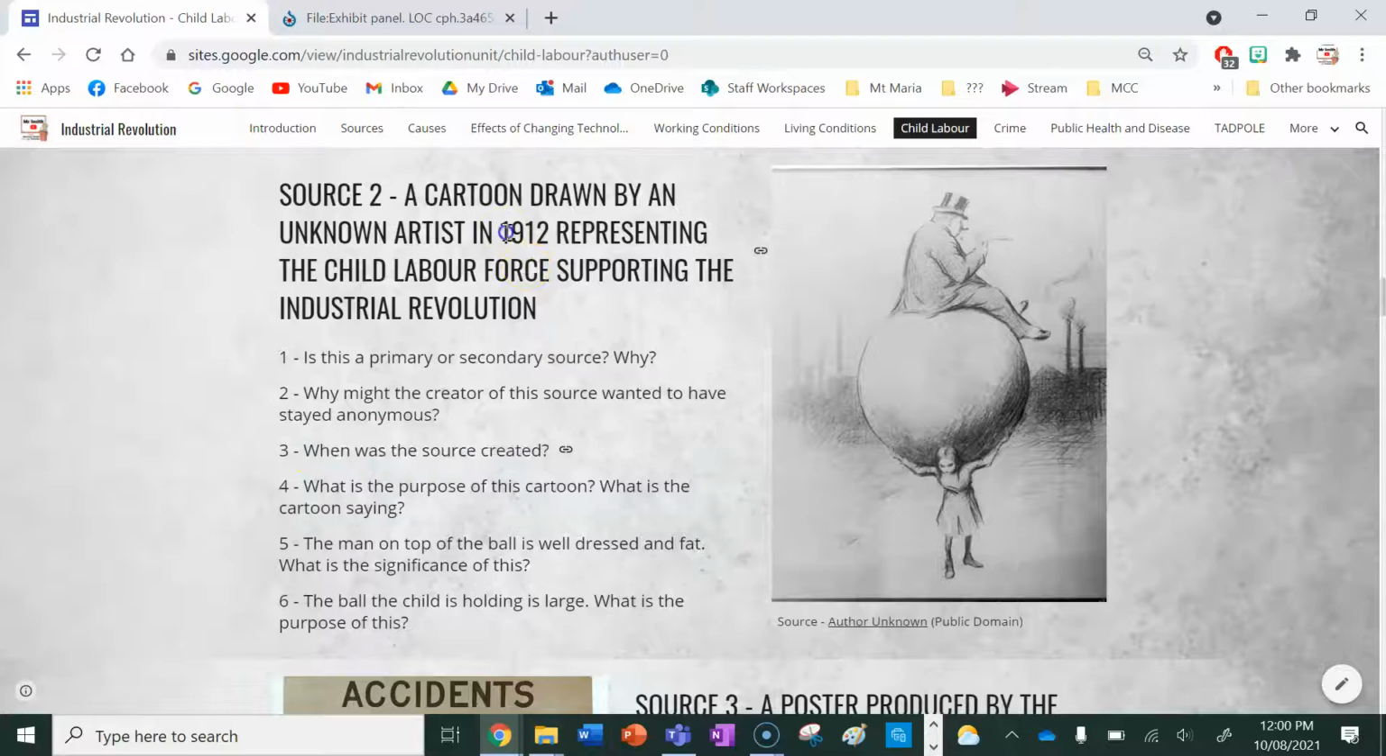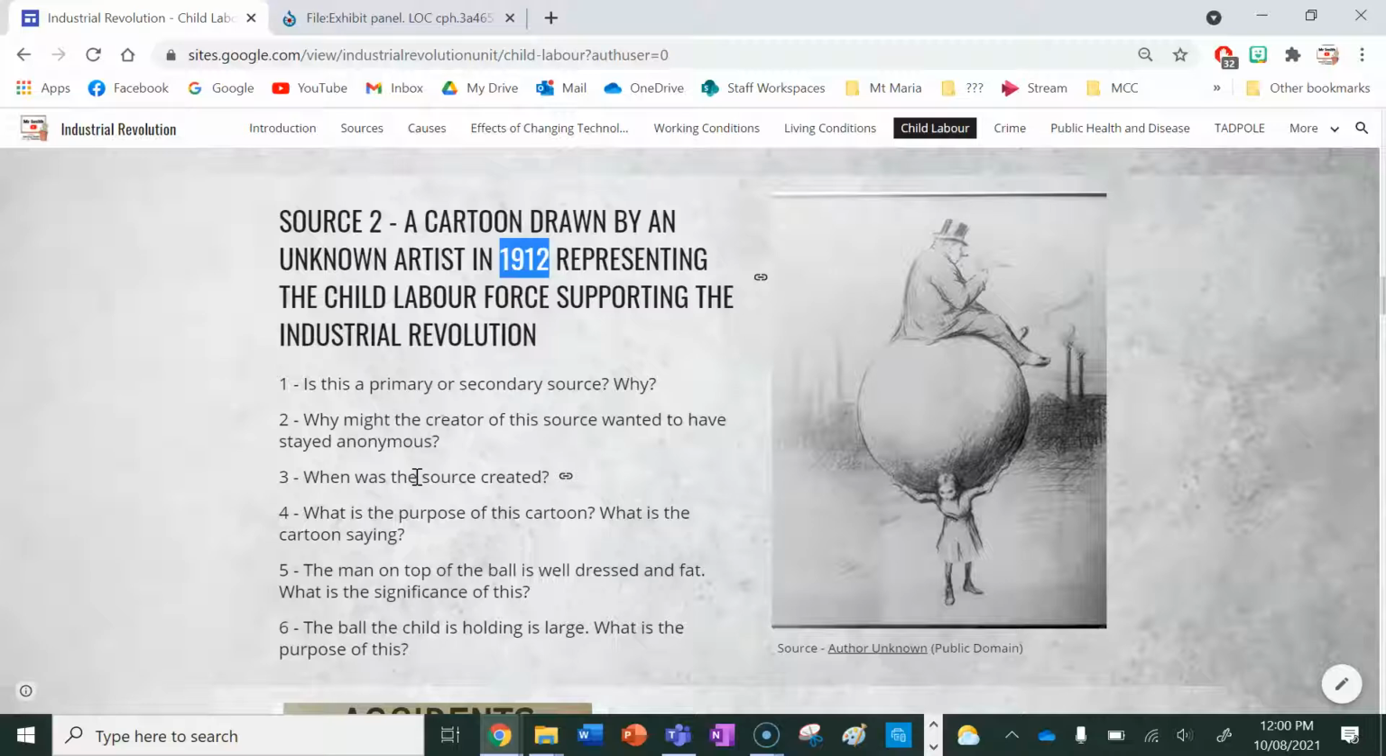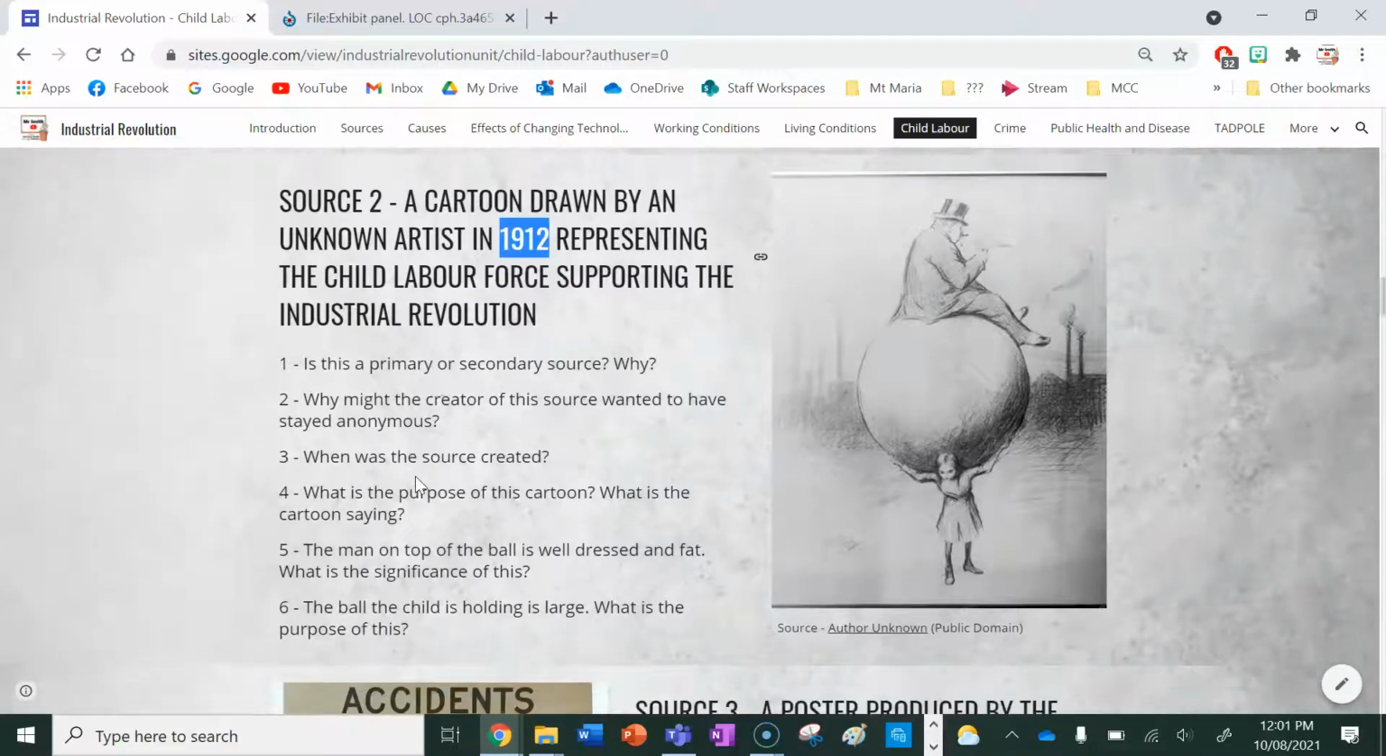Number three, when was the source created? We've got 1912. We can start to see a lot of these sources were made during 1912, which is when the child labour movement, or opposing child labour, really got going.